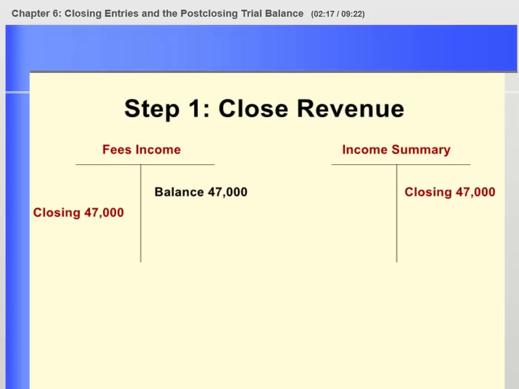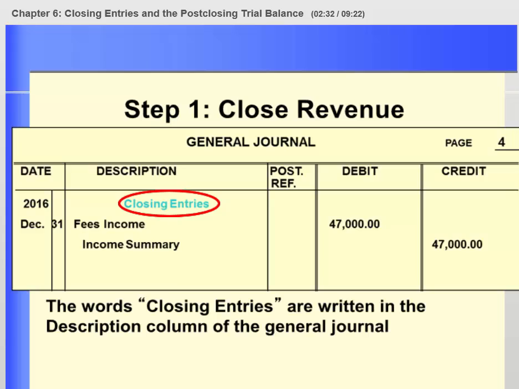Here is our first closing entry represented in T accounts. Please note that after this closing entry, fees income has a zero balance. That was the goal of our closing entry, to get the account ready for next year with a starting balance of zero. Here is the first closing general journal entry. Notice that the notation, closing entry, was written above the first closing journal entry.